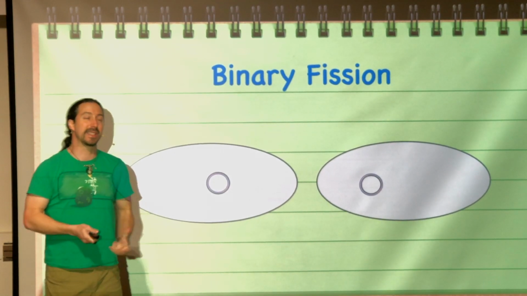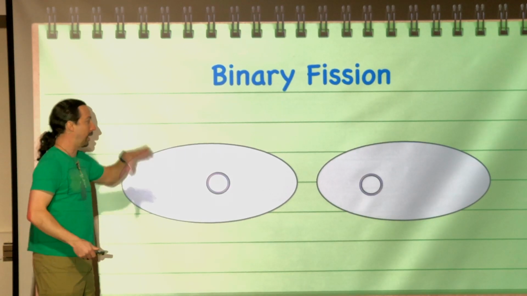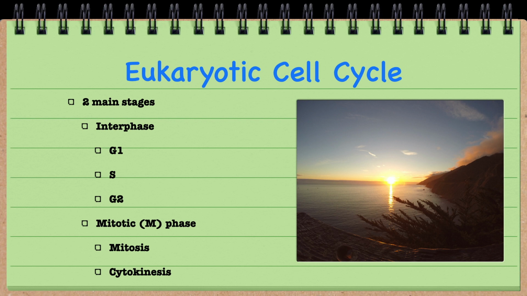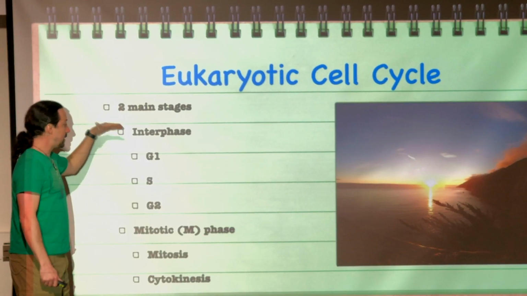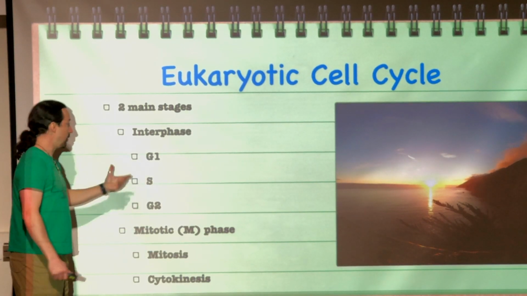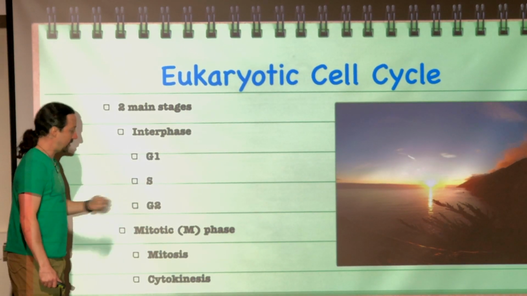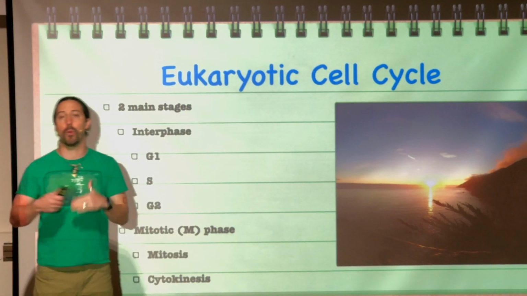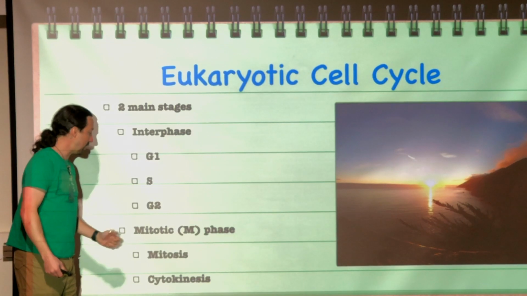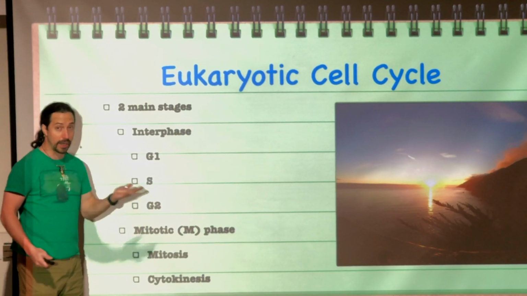For a eukaryotic cell, this process is a little bit more intense. So eukaryotes have two main stages of their life. You have interphase and you have the mitotic or the M phase. Interphase contains three different phases within it. Those are G1, S, and G2. And we will talk about what those are in a few minutes, as well as what happens during mitosis and cytokinesis for the mitotic phase.